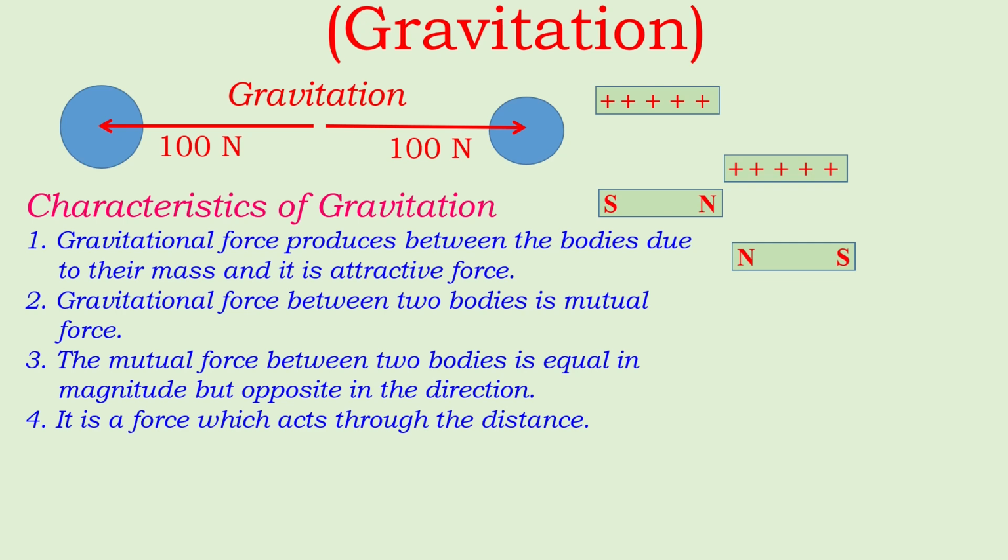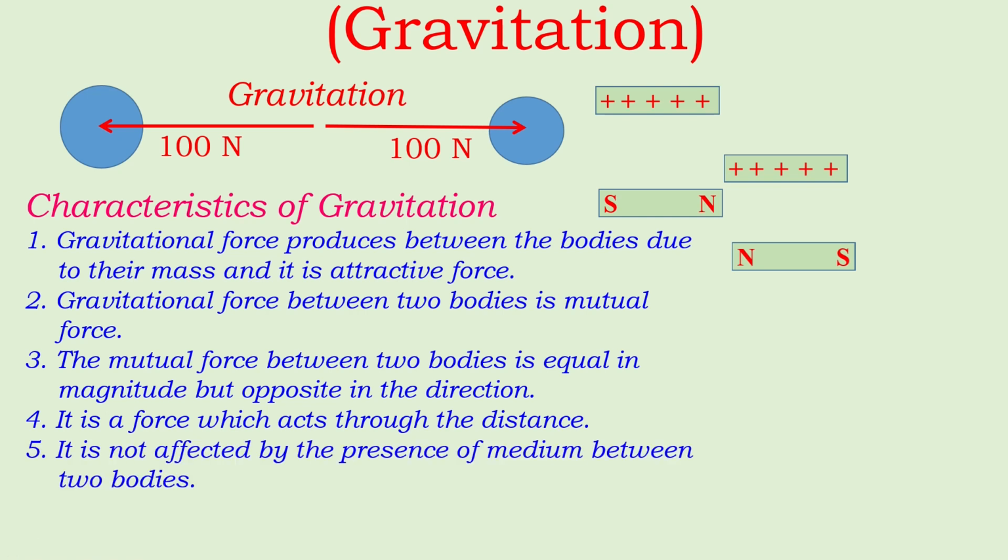It is a force which acts through distance. Whether the bodies are in contact or far away, the gravitational force between them exists. It means it acts from a distance. Let's say this is the Sun and this is Jupiter. Sun and Jupiter are far away from each other. Sun attracts Jupiter towards its center, and Jupiter also attracts the Sun towards its center. Because of this gravitational force, Jupiter revolves around the Sun. That's why gravitational force is a force which acts through distance. It is not necessary to bring them together or near to each other.